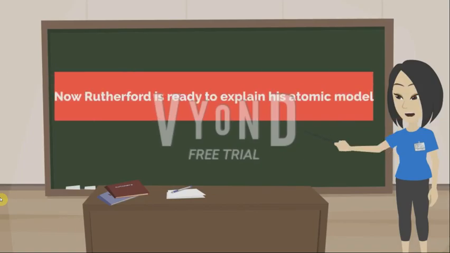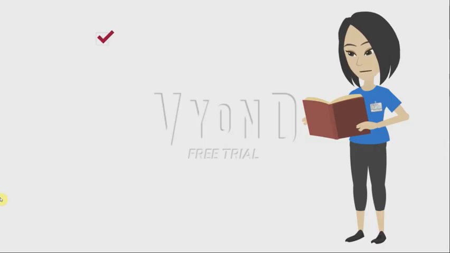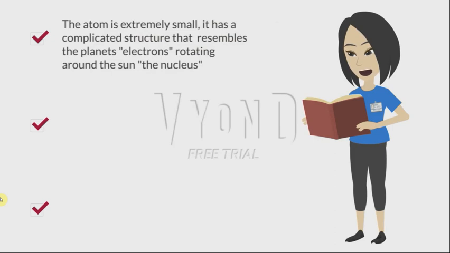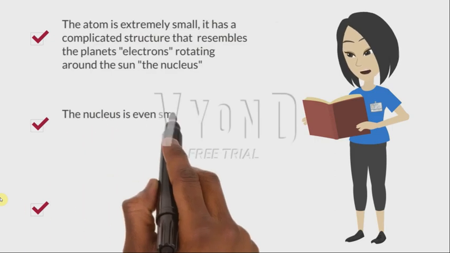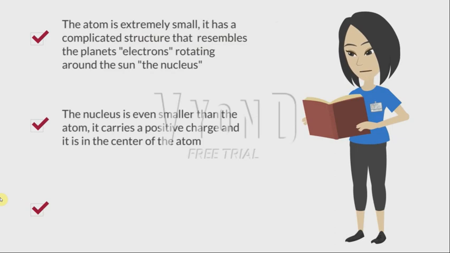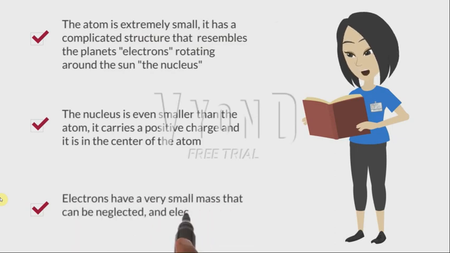Now, Rutherford is ready to explain his atomic model. According to Rutherford, the atom is extremely small. It has a complicated structure that resembles the planets, electrons, rotating around the sun, which is the nucleus in this case. The nucleus is even smaller than the atom.